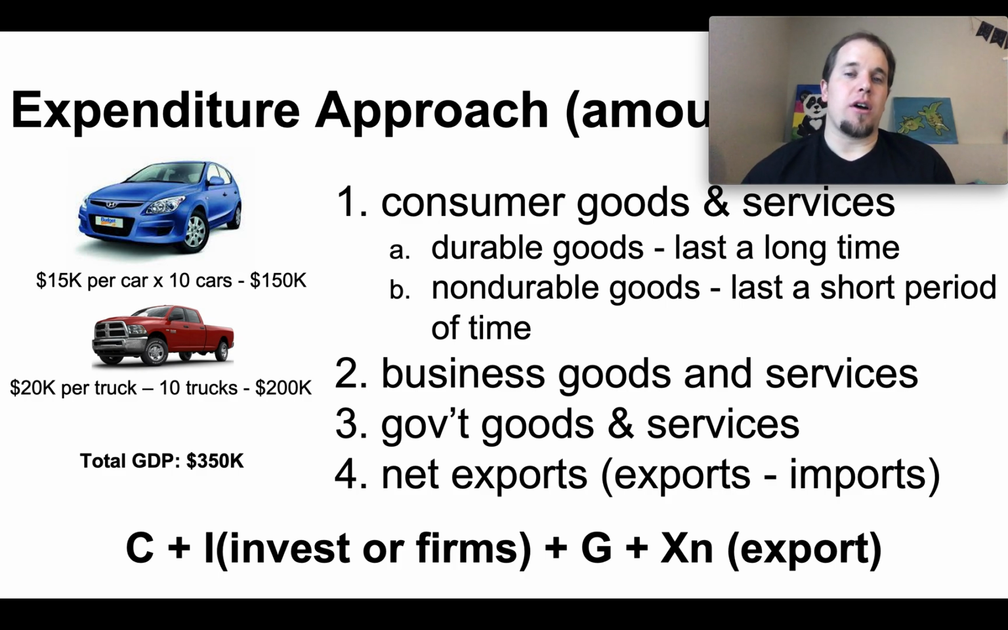Versus imports are products that are coming in. So a lot of consumer goods and services that are in the U.S. are made in China, so they are considered imports. So net exports is referring to we take the total amount of exports minus the imports, and then what's left is considered part of that expenditure approach. A good way to remember this is C plus I plus G plus XN: consumer goods, business goods, governments, and then net exports.